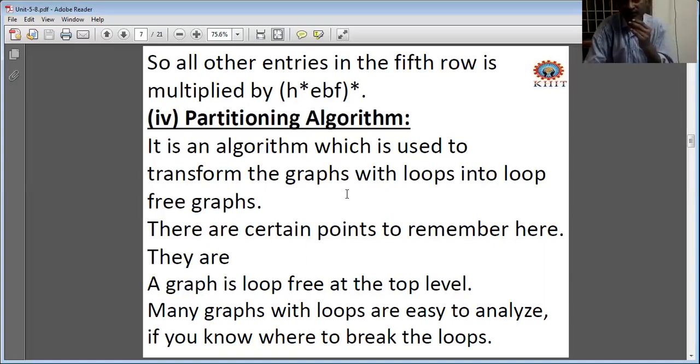Partitioning algorithm. Next question: what is meant by partitioning algorithm? It is an algorithm which is used to transform graphs with loops into loop-free graphs. There are certain points to remember here. A graph is loop-free at the top level. Many graphs with loops are easy to analyze if you know where to break the loops.